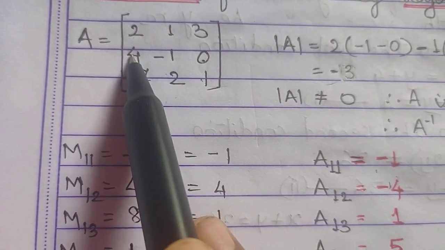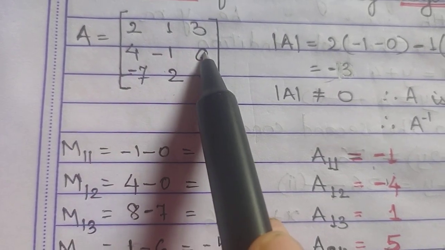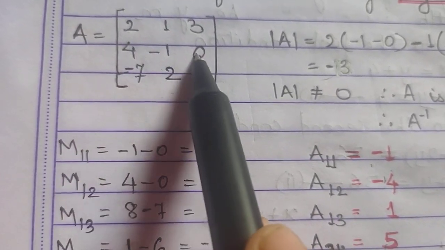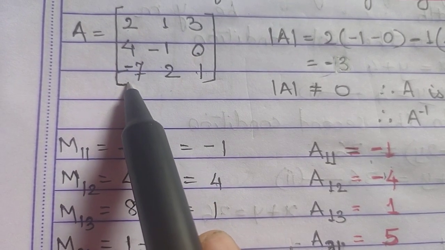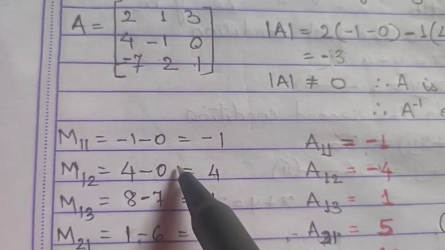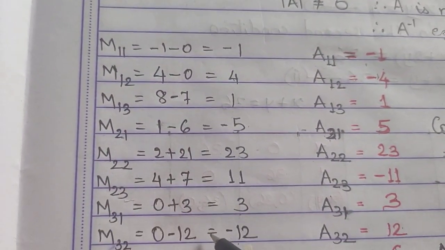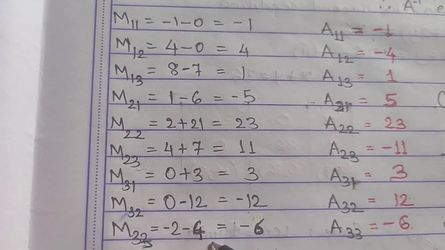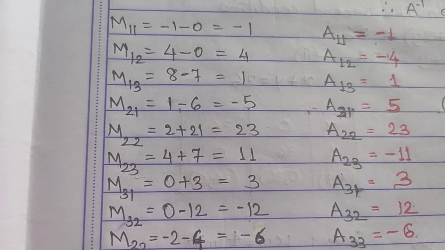For M21, we will skip this row and the first column. This will be 1 minus 6. Similarly, you can find the remaining minors. So these are the minors of the elements of the matrix.